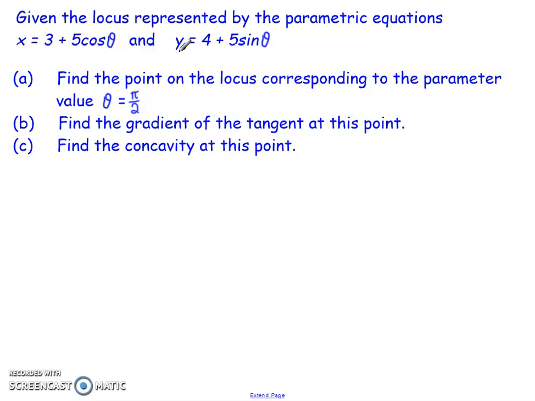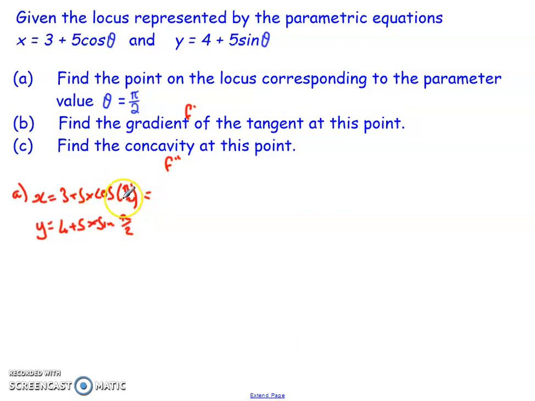Now remember, when it's talking about gradient, the thing that should instantly jump to mind is the first derivative. When it's talking about concavity, that should be second derivative that jumps to mind. So I've got to answer all of these questions one by one. So first one, find the point on here at theta equals pi over 2, quite simply substitute in pi over 2. So I get x equals 3 plus 5 times cos of pi over 2, and I get y equals 4 plus 5 times sine of pi over 2.